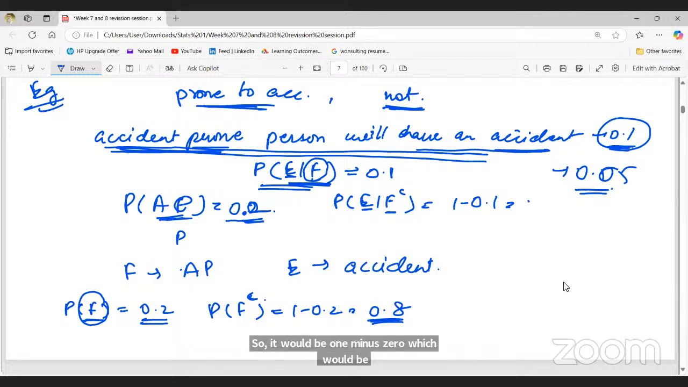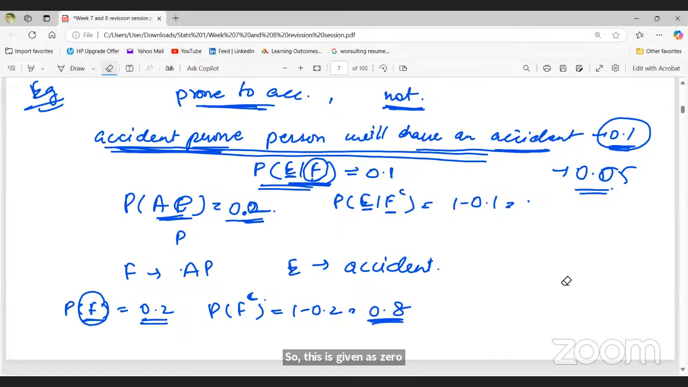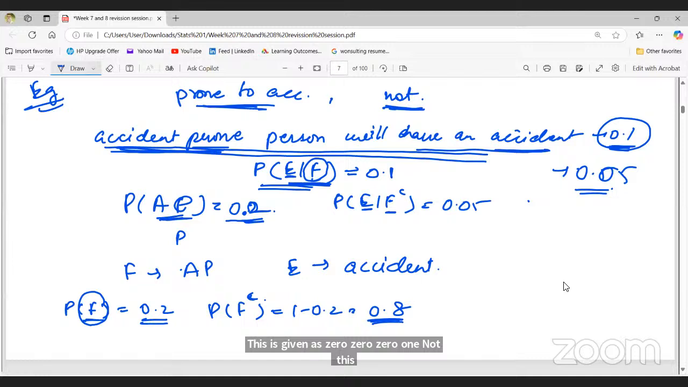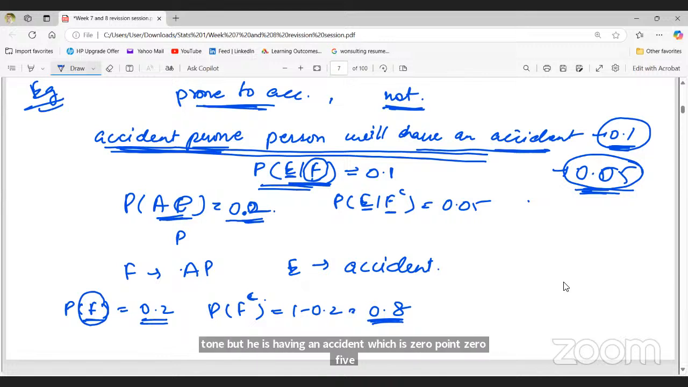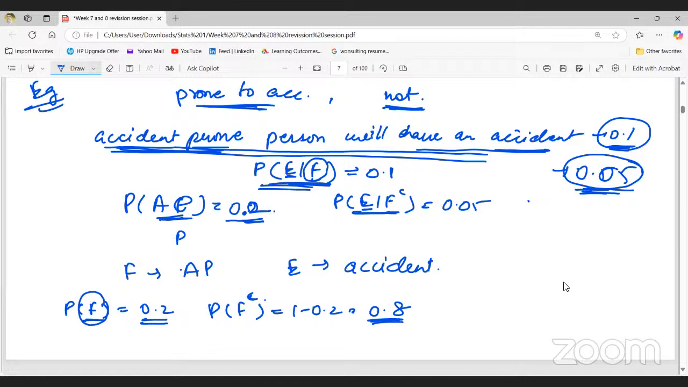No, this is given as not 0.1, not this one. This is 0.05. It is given here. This is the probability that he is not from the accident prone class, but he is having an accident, which is 0.05. Okay, so this way you can know what values we have been given.